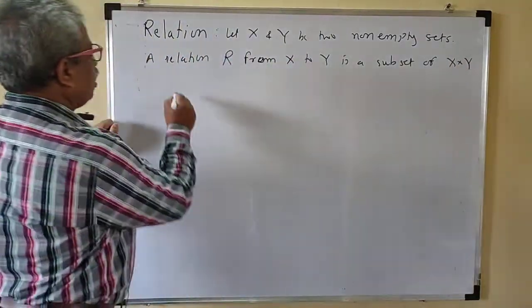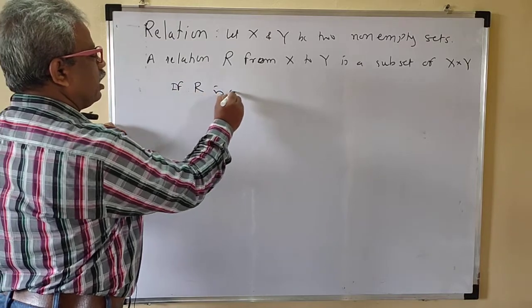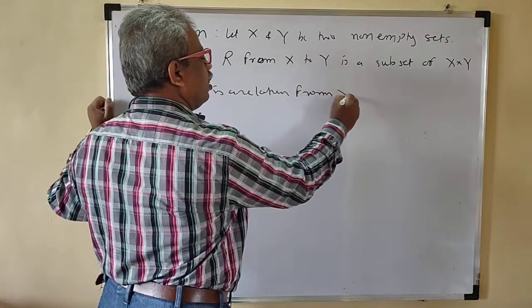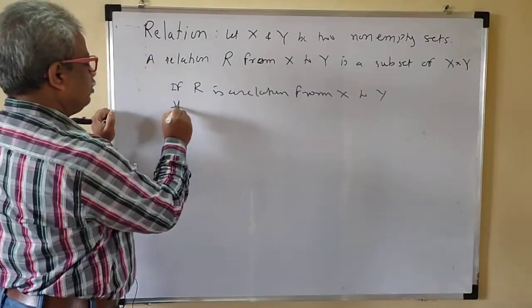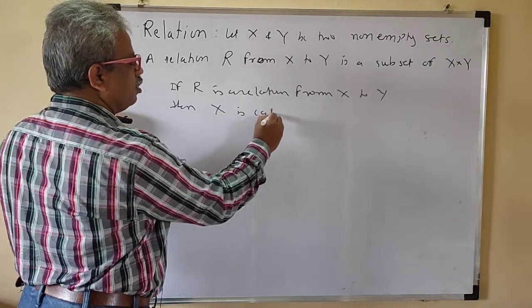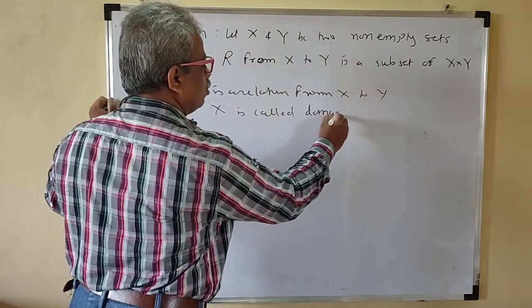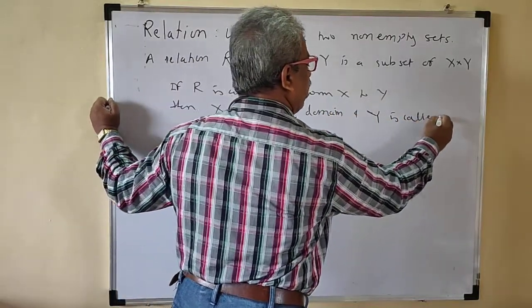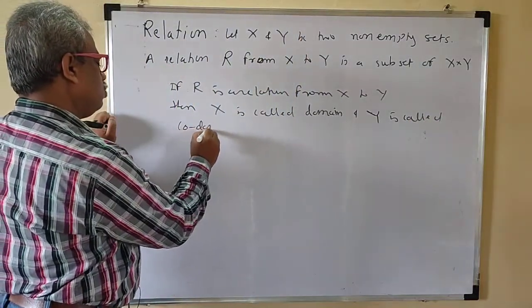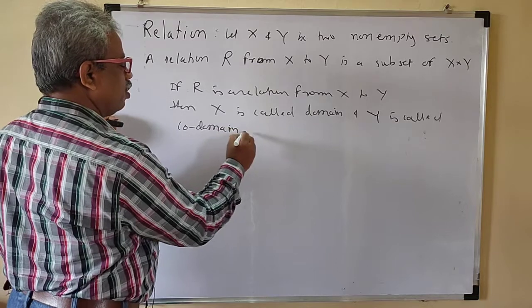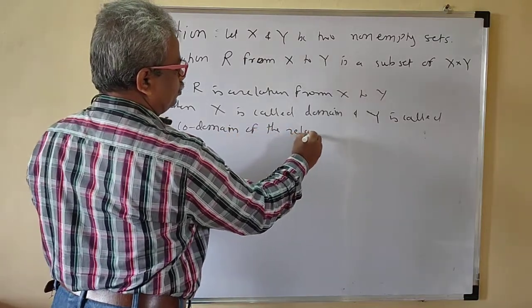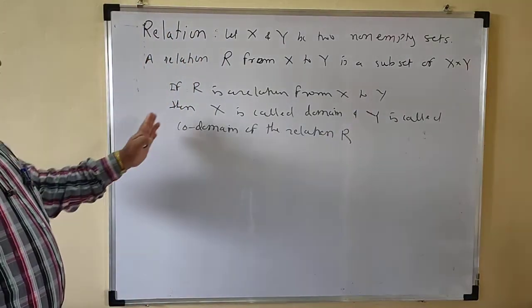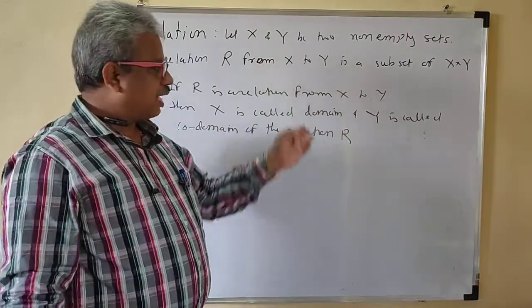So then, if R is a relation from X to Y, then X is called the domain and Y is called the codomain of the relation R. Okay. So the first set is nothing but the domain, and the second set is the codomain.